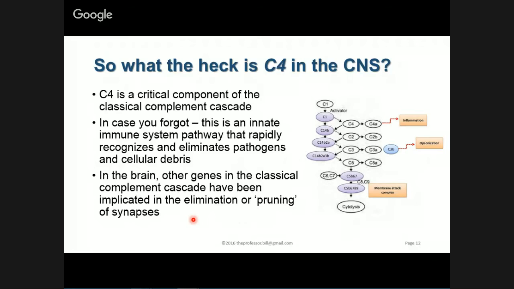Is that okay for everyone? So totally different functions, same protein, but in the nervous system it is doing something a little different than it does elsewhere, or maybe not so different. If you think about eliminating pathogenic signals, maybe it's not so different in terms of the pruning or elimination of synapses.